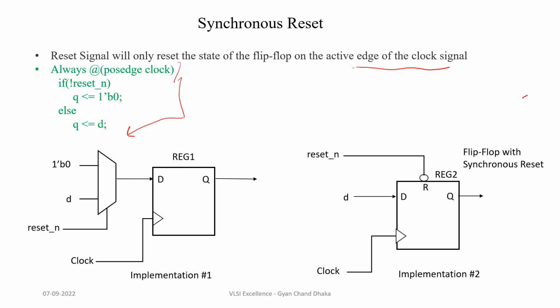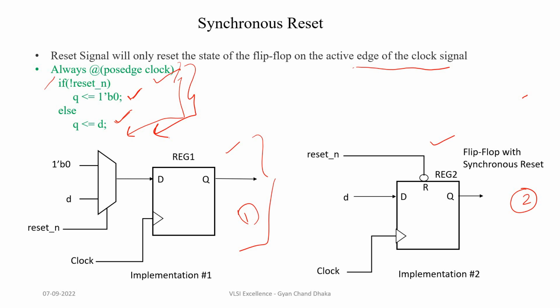In Verilog HDL, the synchronous reset flip-flop design looks like this. Always at positive edge clock, if the reset is asserted, the flip-flop output will go to 0. Else, if there is no reset assertion, the flip-flop output will get the input data. Now, depending on the types of flip-flops available in our standard cell library, this Verilog HDL code can be realized in two types of logic circuits. This is the first type of implementation and this is the second type of implementation.